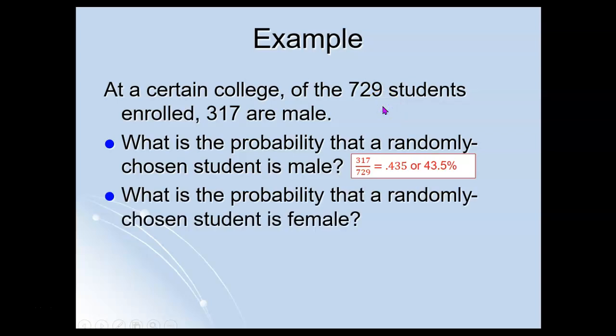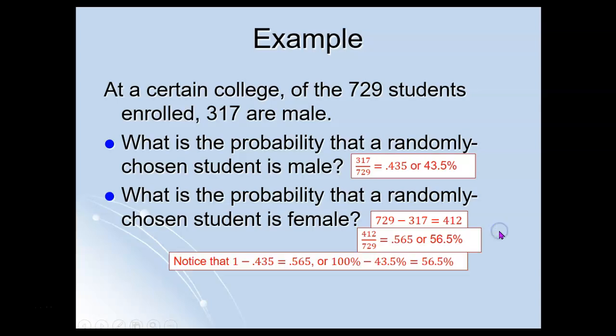What's the probability that a randomly chosen student is female? Okay, remember I said everybody's either one or the other. So if we take how many there are in all and subtract how many of them are male, we get how many of them are female. So 317 males, the other 412 are female. So the probability that the one we select is female would be 412 over 729, which is 0.565 or 56.5%.